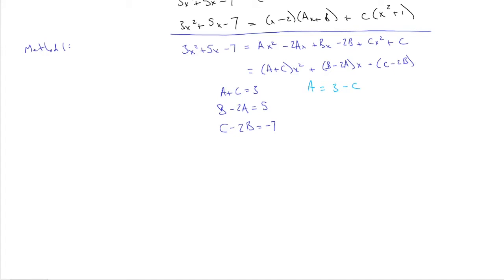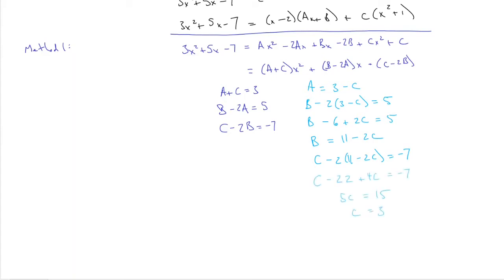And then I can plug that into the second equation, which becomes b minus 2 times 3 minus c is equal to 5, because a is 3 minus c. Simplifying that gives me that b is equal to 11 minus 2c, and now I can plug that into the third equation. So I have c minus 2 times 11 minus 2c is equal to negative 7, because b is 11 minus 2c, and when I solve this, I should have a value for c. And indeed I do. After just a little bit of algebra, I get that c is equal to 3.